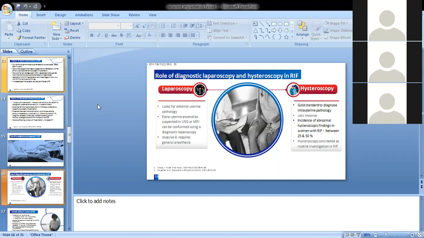So laparoscopy looks for, as I mentioned, external uterine pathology. An external uterine anomaly suspected on USG or MRI can be confirmed using a diagnostic laparoscopy, and as it is diagnostic, it is therapeutic also. But one problem is definitely it's invasive and requires anesthesia, so it has all the complications related to anesthesia. But still, it will be helpful.